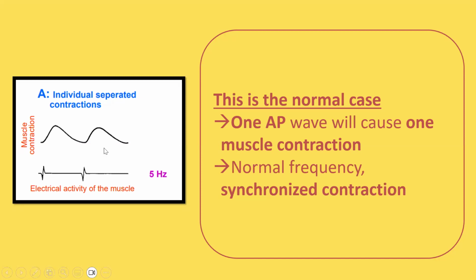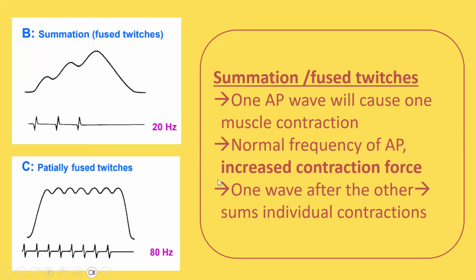One action potential wave, one muscle contraction. Okay? With normal frequency and normal magnitude. Okay, this is the normal case. Now, for the summation phase or fused twitches, you still have normal action potential waves with normal frequency, but one contraction adds up to the next contraction, adds up to the next contraction.